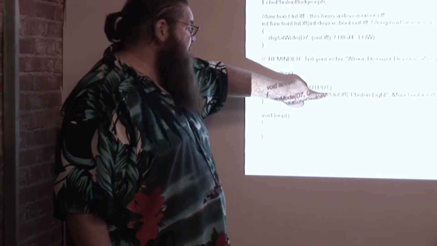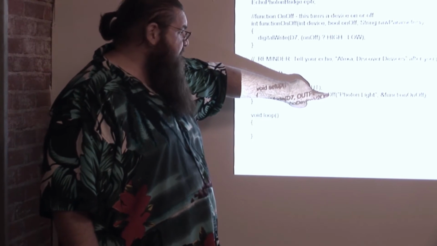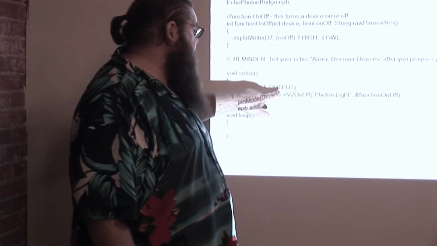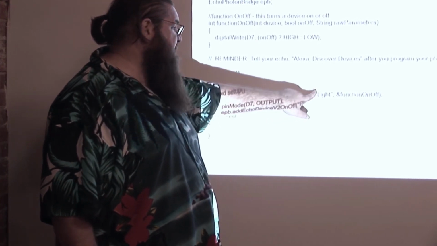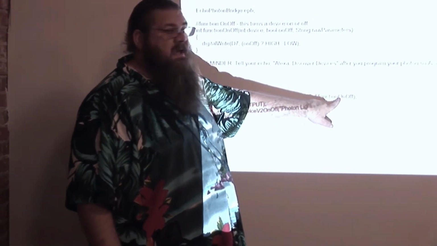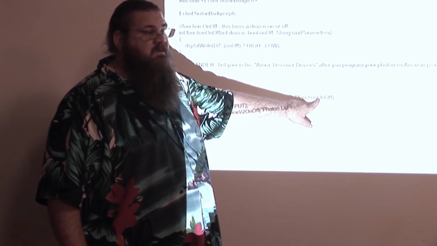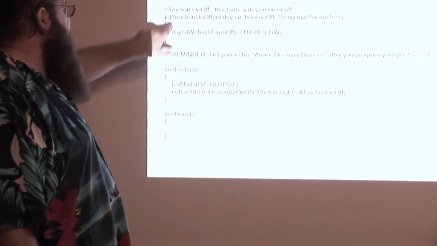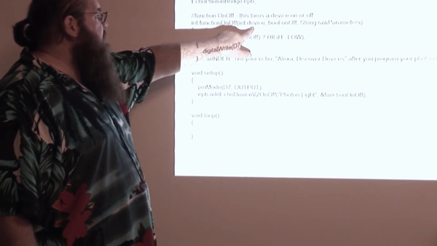I'm adding an echo device with an on-off capability. I'm calling it Photon Light. And when Alexa calls Photon Light, I automatically call the function on-off. And you can see here my function on-off.